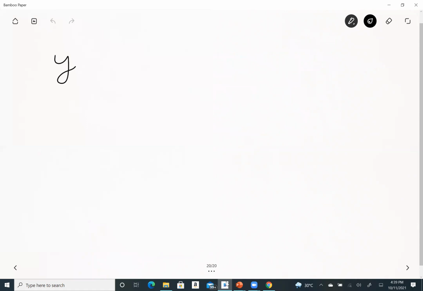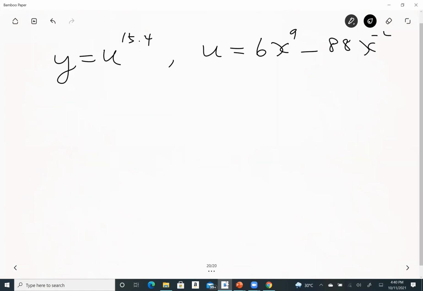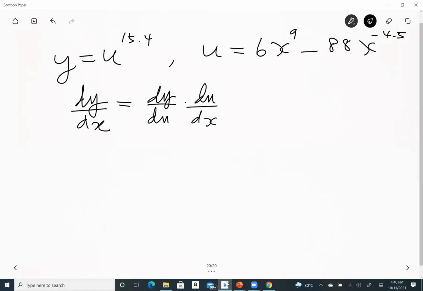So example, like this. Let's say I have y equal to u to the power of 15.4. And u is a function of x. That is equal to, say, 6x to the power of 9 minus 88x to the power of negative 4.5. Like that. So you see here, y is a function of u, u is a function of x. So you want to find dy dx. So what is it equal to? Dy du. Okay, I write down the formula because sometimes we forget. So dy du, du dx. Dy du, straightforward. But du dx, also straightforward. So we don't need to do let u be equal to, because it is already there.